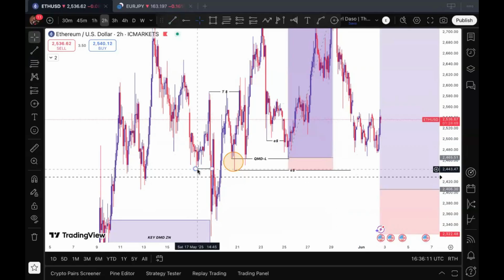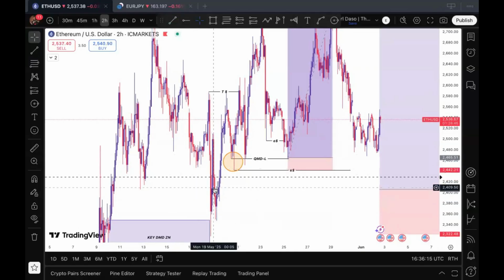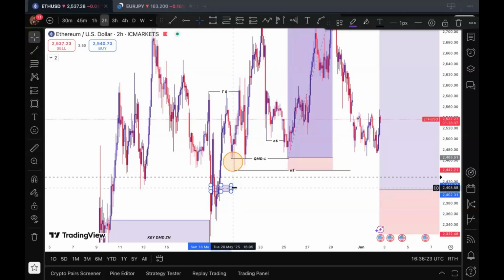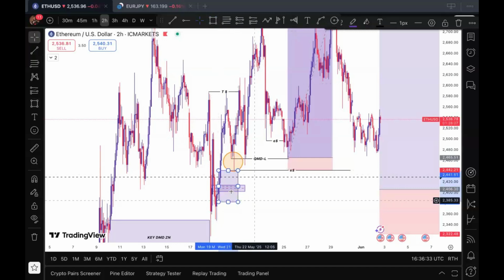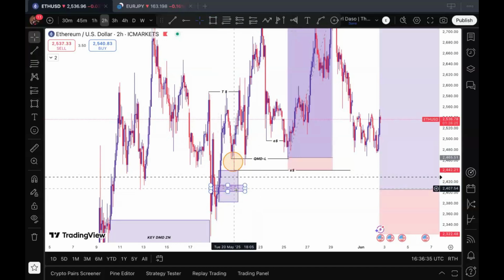And when we look at it, what do we see? The next thing we see is an inverse fair value gap. We have a fair value gap between here. So we want to look for POI. Can you see? We have this, and this is an order block. You can see that the order block aligns with the fair value gap inside, the space inside.